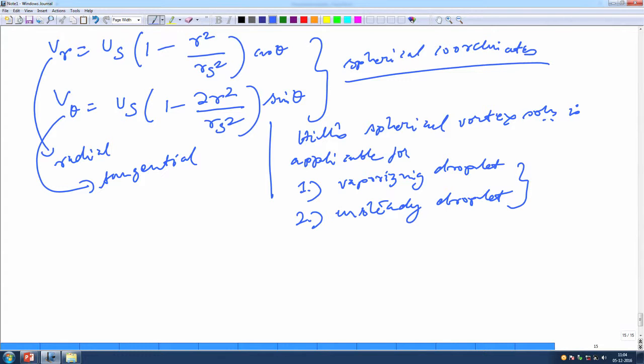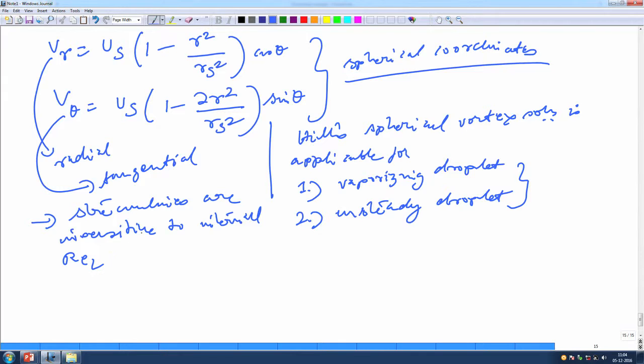Okay. And we also see that the streamlines are insensitive. This is an important observation, insensitive to internal Reynolds number, that is Re_L. So, the streamlines are basically insensitive. There is an experimental confirmation also on this. So, people who have measured the velocity inside the droplet, you can see that the streamlines are basically insensitive to the liquid phase Reynolds number.